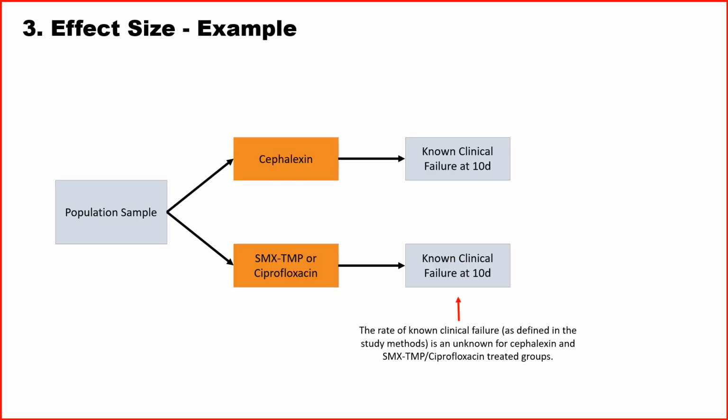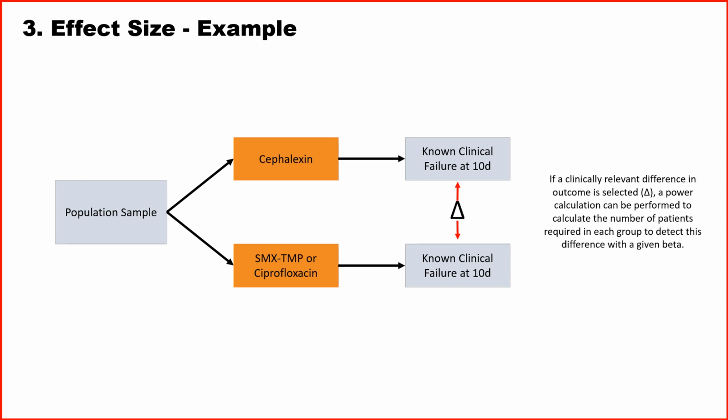So as an example of this, recognize that the rate of known clinical failure as defined in our study methods is unknown for cephalexin and the Bactrim ciprofloxacin treated groups. That's what we're trying to determine. If we select a clinically relevant difference in outcome, a power calculation can be performed to calculate the number of patients that would be required in each group to detect this difference with a given beta. And so we can set this at 10%, 20%, 30%, whatever we think is clinically relevant.